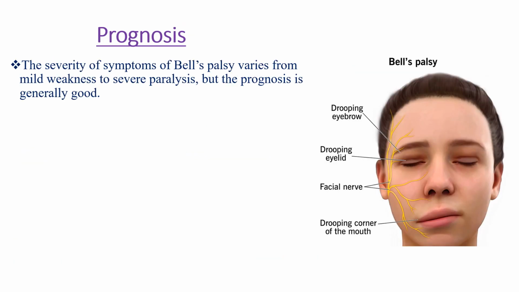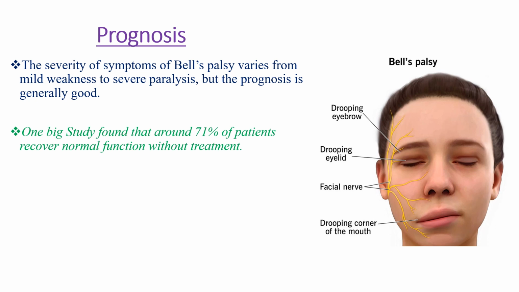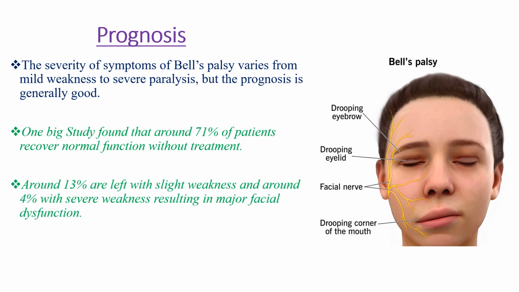When we see the prognosis, the severity of symptoms of Bell's palsy varies from mild weakness to severe paralysis, but the prognosis is generally good. One big study found that around 71% of patients recover normal function without treatment, around 29% are left with slight weakness, and around 4% with severe weakness.